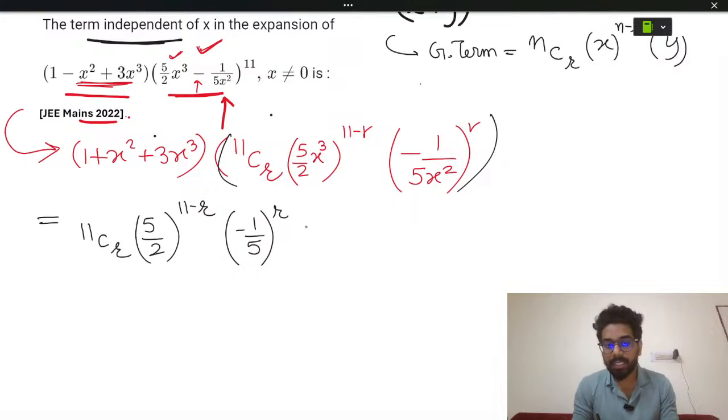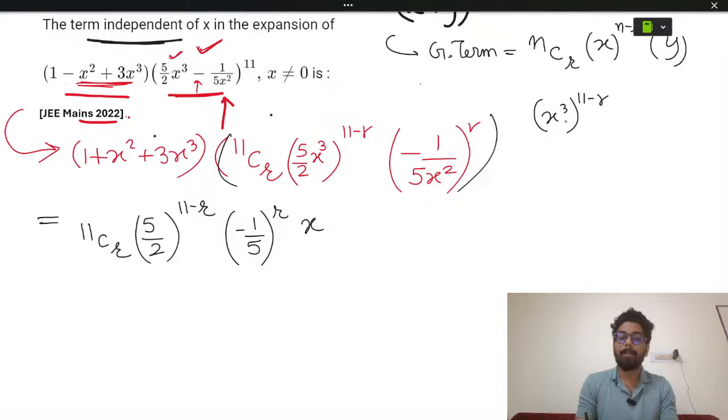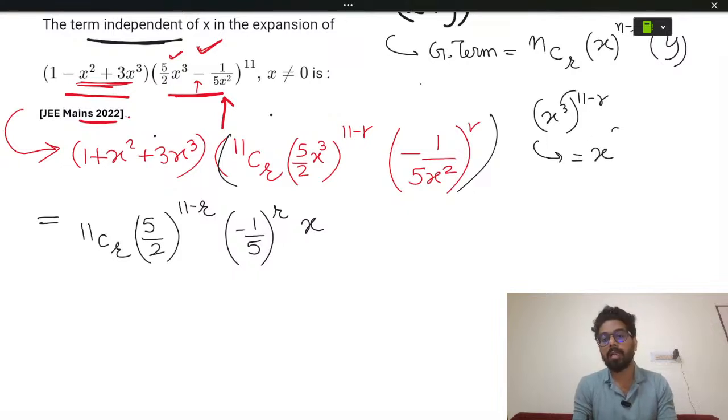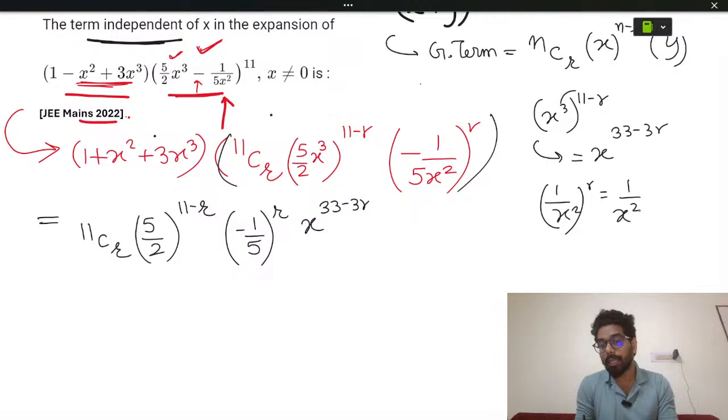And what we are left with is (11^3)^(11-r). Guys, over here, it's (a^m)^n, the exponential theorem from grade 9th and 10th. What will happen? These powers will get multiplied. So x to the power 33 minus 3r. And this is 1 upon x^(2r), so (1/x^2)^r will become 1 upon x^(2r) by using this.